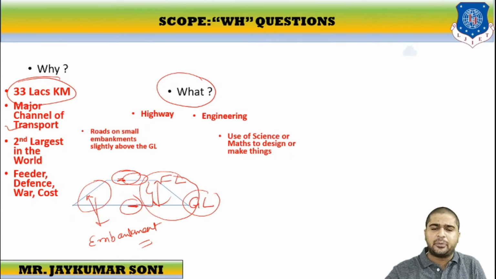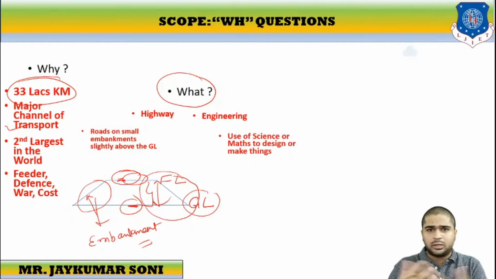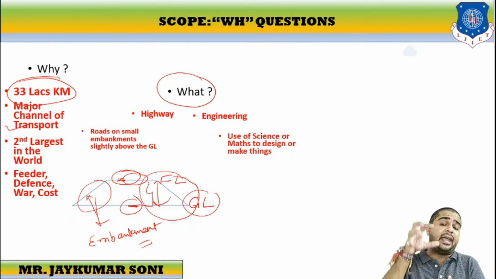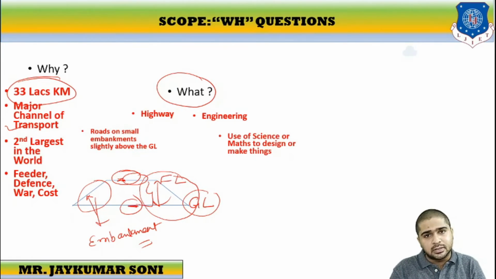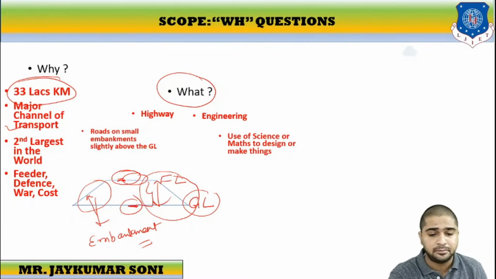What is the difference between the person who is pursuing a Bachelor of Science, that is BSc, and the person who is pursuing a Bachelor of Engineering? Both belong to the science domain. Then what is the difference? The difference is that engineers are concerned with problem solving methodologies. They are deeply rooted in the solution of the problem rather than the theories of science. So, engineering means the use of science or maths to design or make things. And this is how highway engineering can be clubbed.